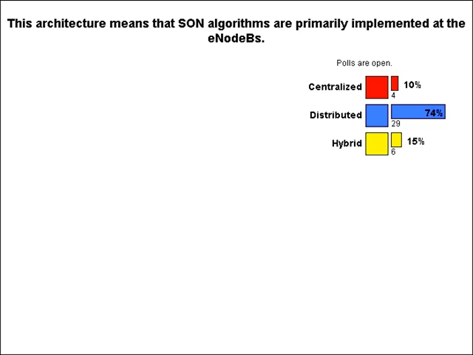So let's see. The function is primarily implemented at the E node B. Okay, that is called distributed. If you have a SON function at the O&M type system, then it is centralized. And if you have mix, little bit of function is at the O&M system and part of the function is executed at the E-node B, it is called hybrid.